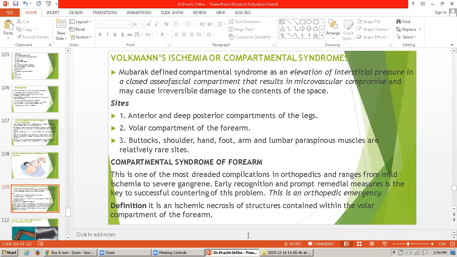So, compartmental syndrome of the forearm is the most dreaded complication in orthopedics and ranges from mild ischemia to severe gangrene. Early recognition and prompt remedial measures are the key to countering this problem. So this is an orthopedic emergency. The definition is that it is an ischemic necrosis of the structures contained within the volar compartment of the forearm.